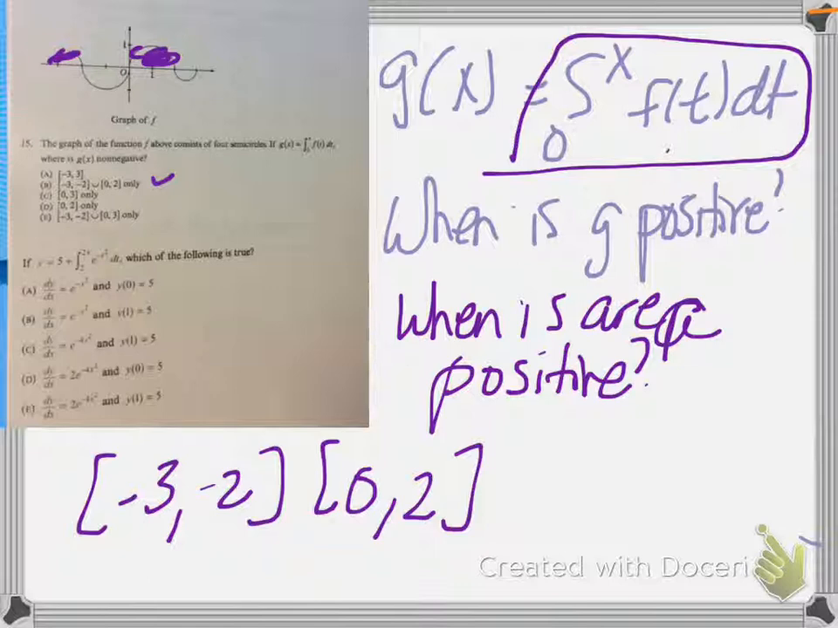Okay, so that was a little bit tricky because it was so obvious that it's hard to even see it. So they're really testing you on understanding, well, what is G? And G is this integral over here. And then when is that going to be positive? It's when you're above the axes. Okay, so that's it for number 15.